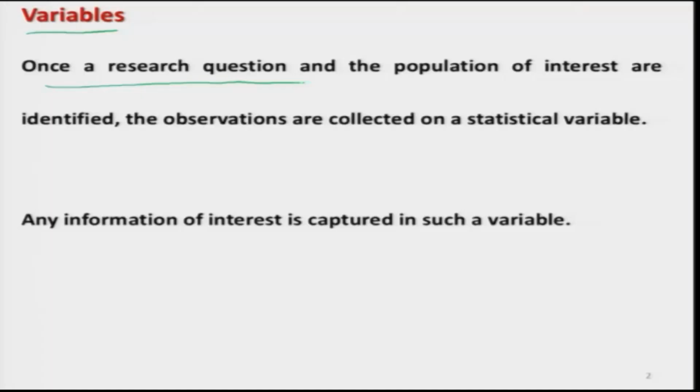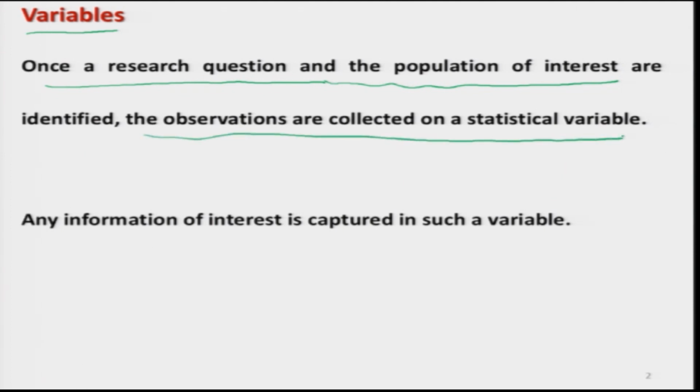So I can briefly say that once a research question is fixed and the population of interest is identified, then we try to collect the data on something. Data on what? We try to collect the data on a statistical variable. What does this mean? That whatever is my objective, based on that I will try to collect the data on a relevant question which is going to be interpreted by that variable.